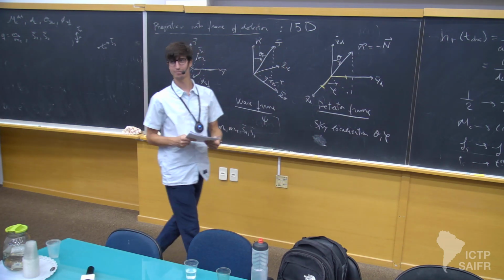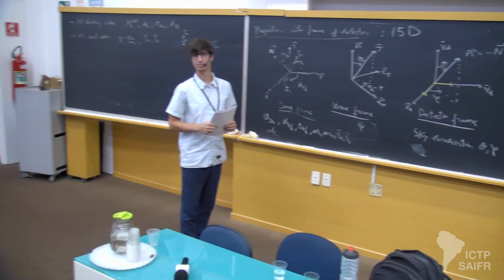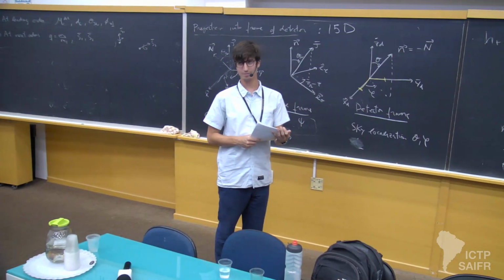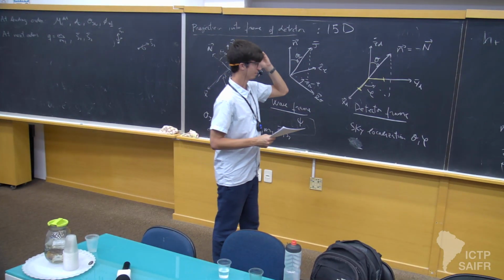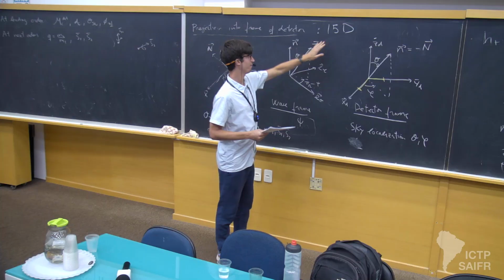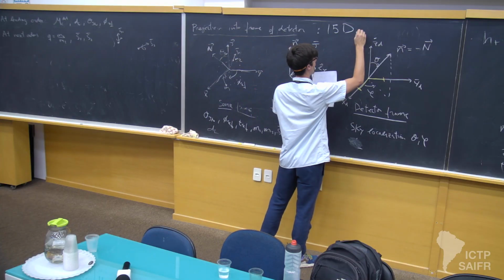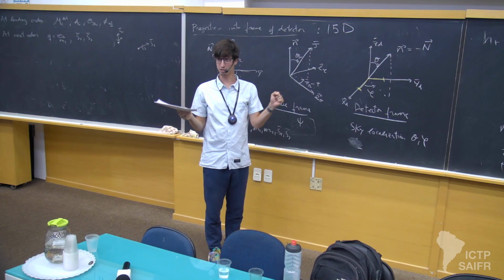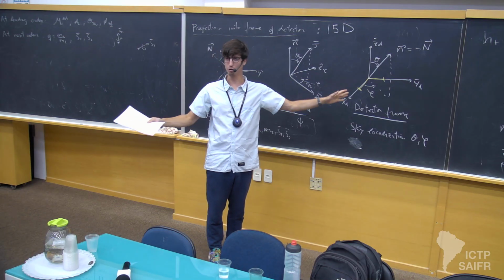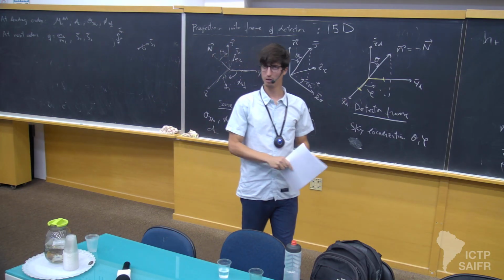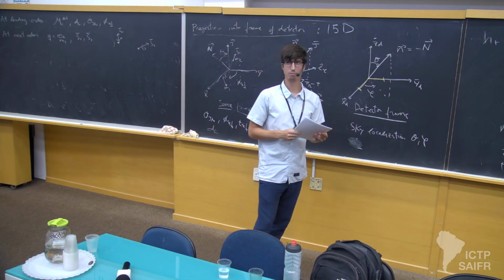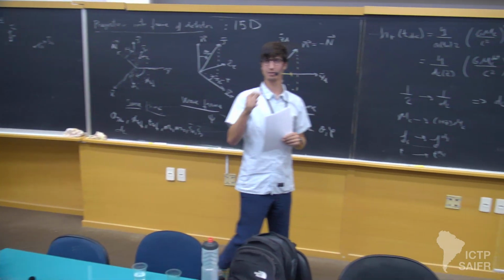So these 15 dimensions are the parameters of the compact binary of the source itself. This is not including anything about cosmology or anything about the population of the sources.